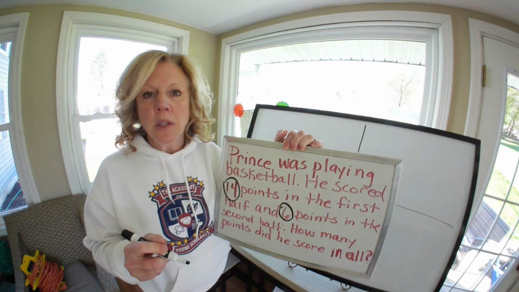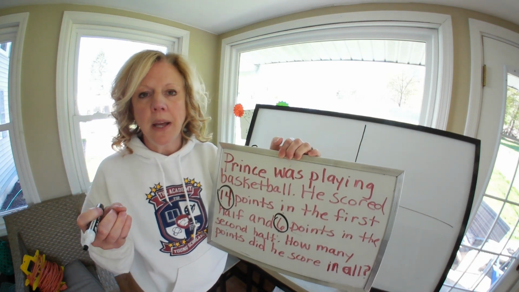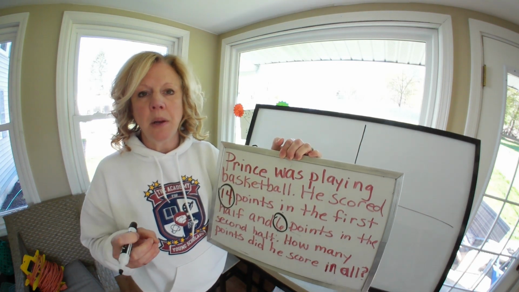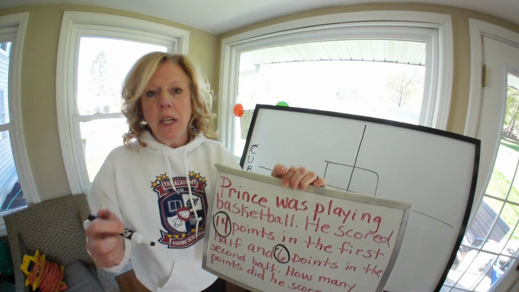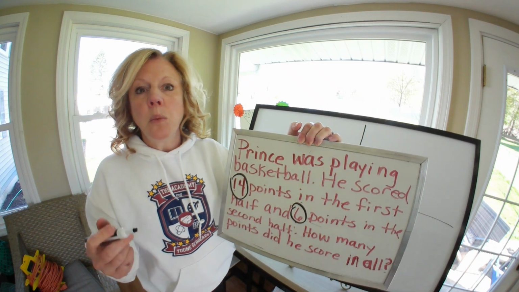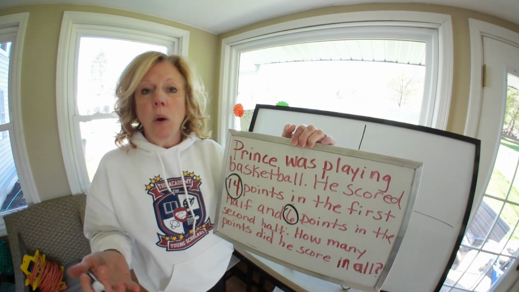The reason we're circling those numbers is so that it draws our attention to them. We know those are the numbers that we're working with. Then we can go ahead and cross off the C. Now we need to go to the U. We need to underline the words that help us to understand what we're doing.